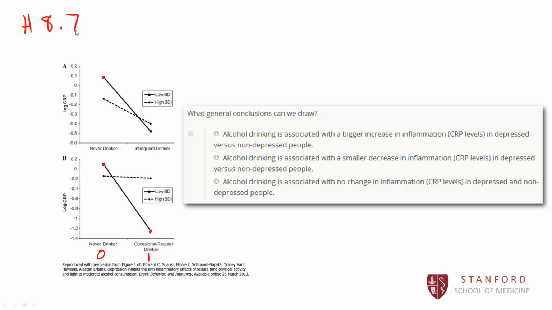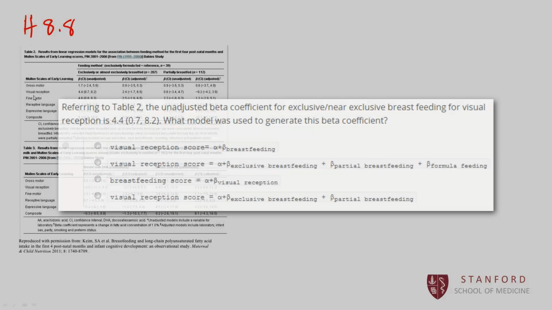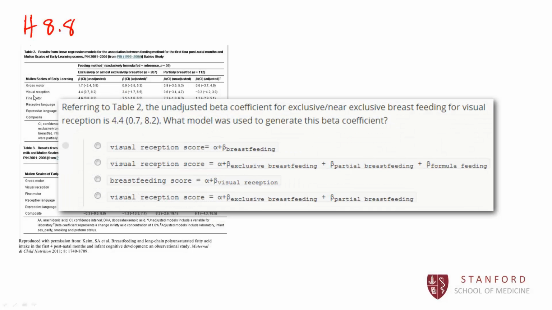So one of the main conclusions from this picture that we can draw is B. The alcohol drinking seems to be associated with a smaller decrease in inflammation in the depressed group than in the non-depressed group. The non-depressed people seem to get a better benefit from alcohol. There's actually an interaction going on here, and that's what this graphic illustrates. So the correct model here is D.